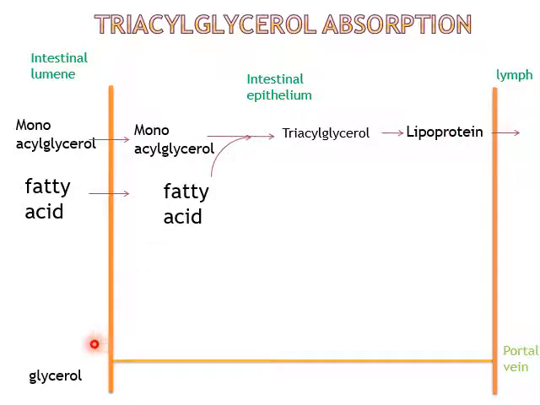The free glycerol that is formed in the intestinal lumen also enters the intestinal epithelial cell, but it does not enter the lymph. It is absorbed into the portal vein, and so it is delivered directly to the liver where it is metabolized. About 22% of the glycerol is absorbed as free, but more than 75% is absorbed in the form of monoacylglycerol.